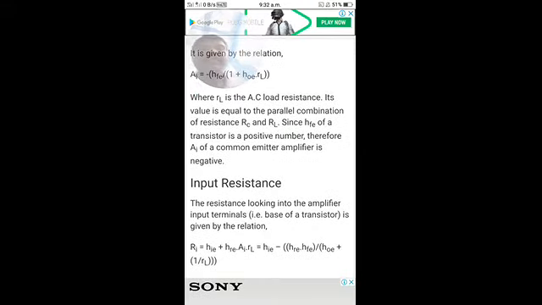and the equation of input resistance. So the current gain AI is minus HFE divided by 1 plus HO into RL, where RL is the AC load resistance. Its value is equal to the parallel combination of the resistance RC and RL.